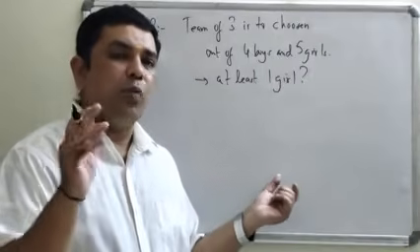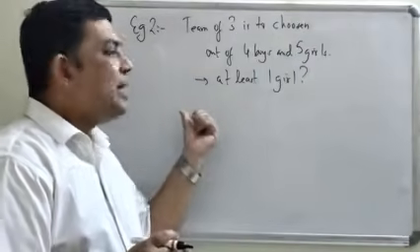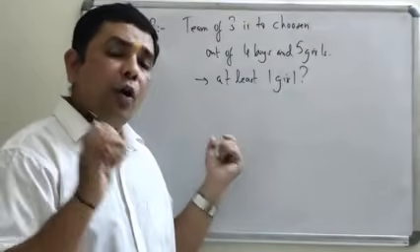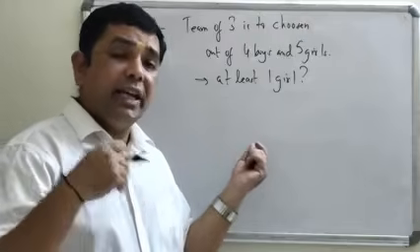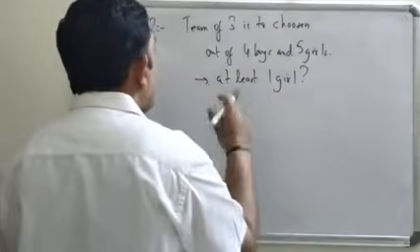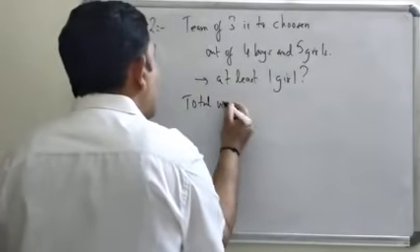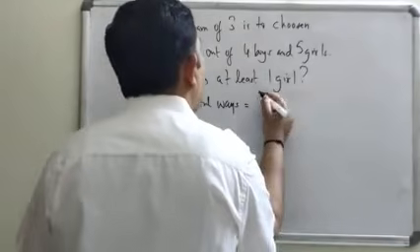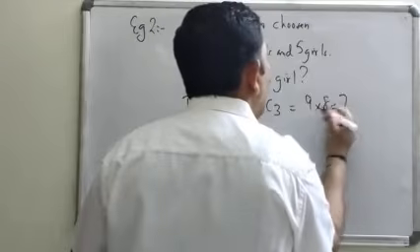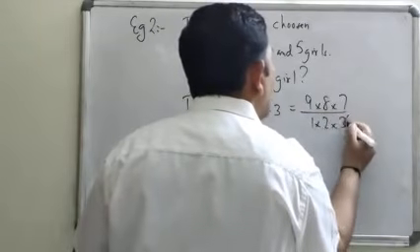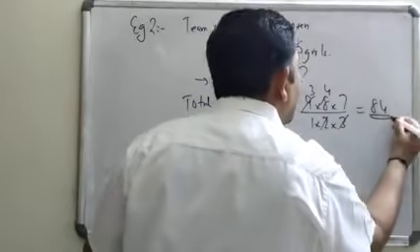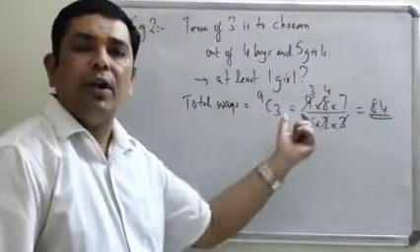So what is one way? One way is to say that one girl and 2 boys, or 2 girls and 1 boy, or all 3 girls. But is the complement going to be easier here? Absolutely. How? What is the total number of ways? The total number of ways will be 9C3. What is 9C3? 9 into 8 into 7 upon 1 into 2 into 3. So 9C3 is 84. This is the total number of ways.